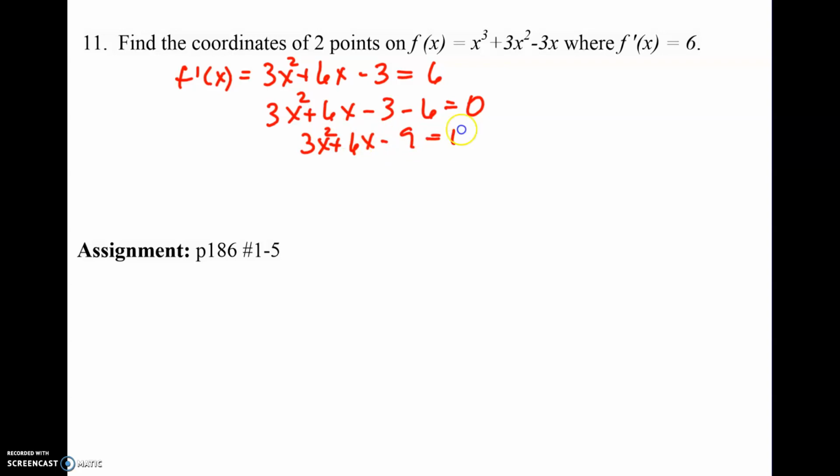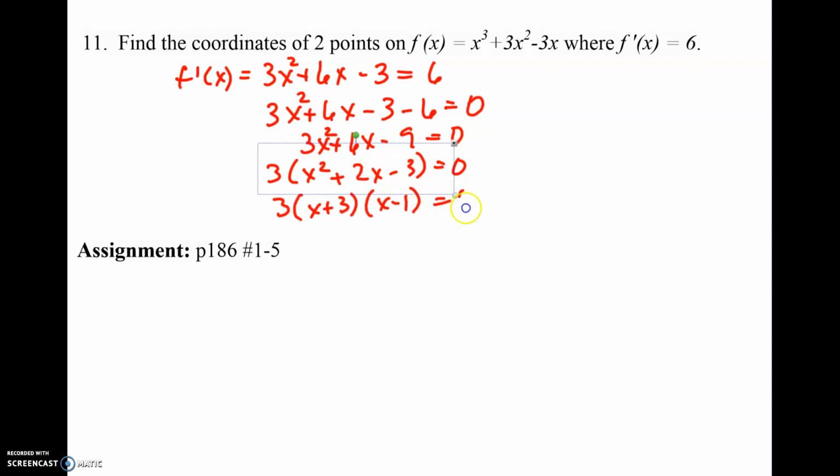Minus 9 equals 0. If we factor that now, first let's take out a common factor. And if I factor that, we've got x plus 3, x minus 1. If you want to stop the video and figure that out, you sure can. So we see here, if this equals 0, we must have an x of negative 3, or we've got an x of positive 1.